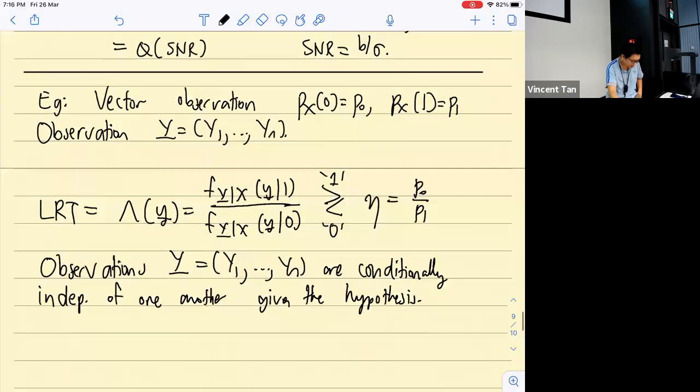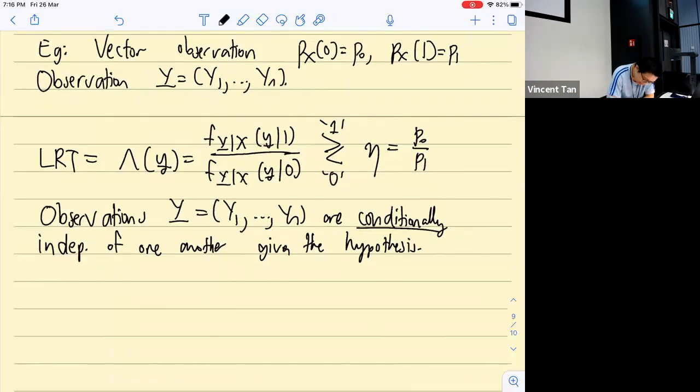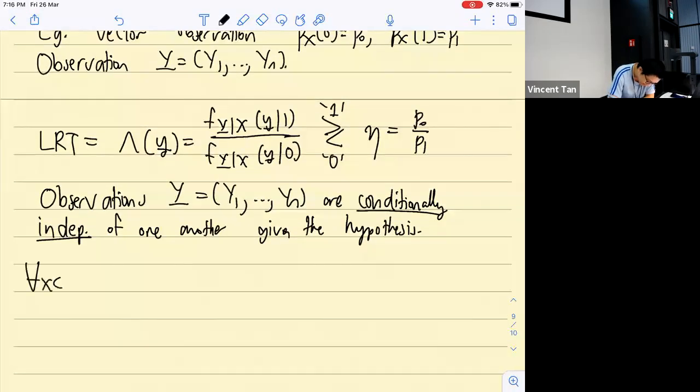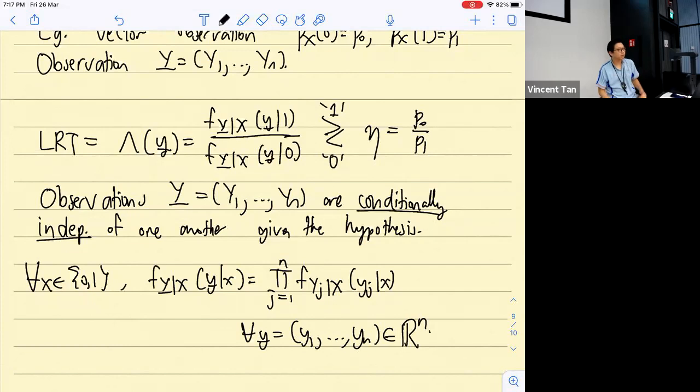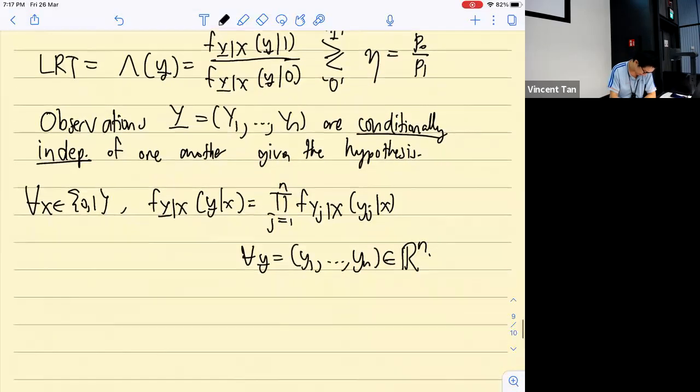So in this case here, we are conditionally independent. And what we mean here is that for every x belonging to the set of hypotheses, say the set of hypotheses is 0, 1, then f of y given x can be written as the product of j running from 1 to n of f of yj given x. We have this product behavior for every y equals y1 up to yn, in R^n. So we can decouple the distributions in this particular way.